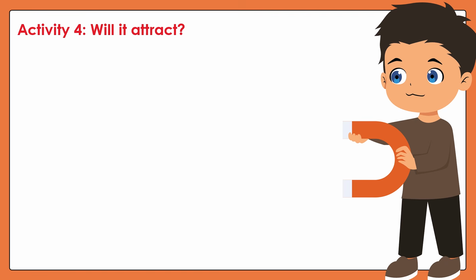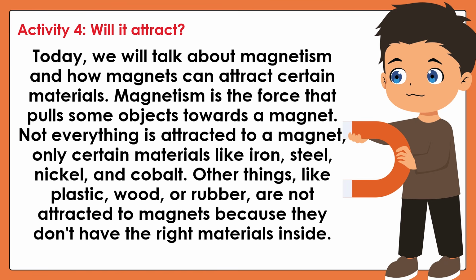Activity number 4, will it attract? Today, we will talk about magnetism and how magnets can attract certain materials. Magnetism is the force that pulls some objects towards a magnet. Not everything is attracted to a magnet. Only certain materials like iron, steel, nickel, and cobalt. Other things like plastic, wood, or rubber are not attracted to magnets because they don't have the right materials inside.